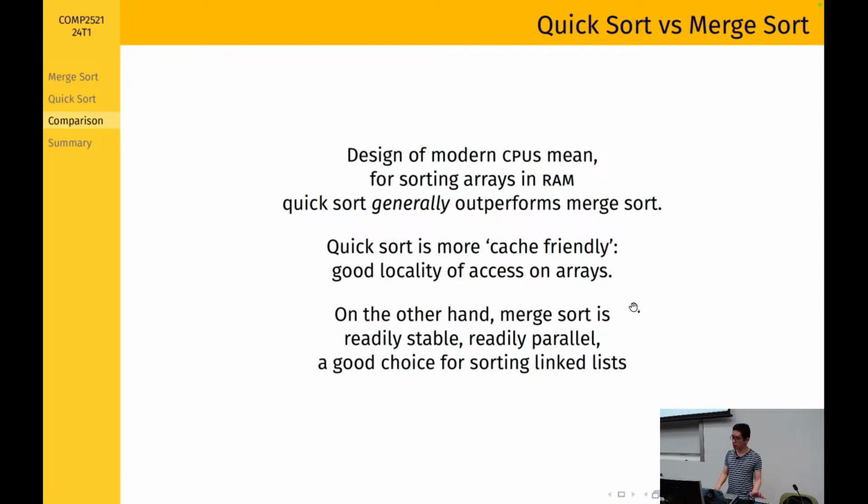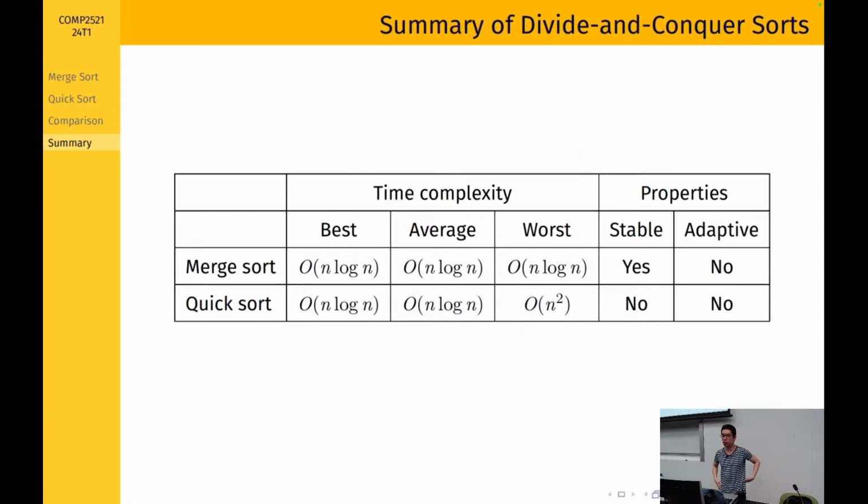Okay, so that is quicksort versus merge sort, and here's the summary of the two. Right, so notice that they are both big O of n log n on average, but quicksort is big O of n squared in the worst case. Even though if you have a good pivot selection strategy, the chance of this becomes vanishingly small. Okay, merge sort is stable, quicksort is not, and both of these algorithms are not adaptive.